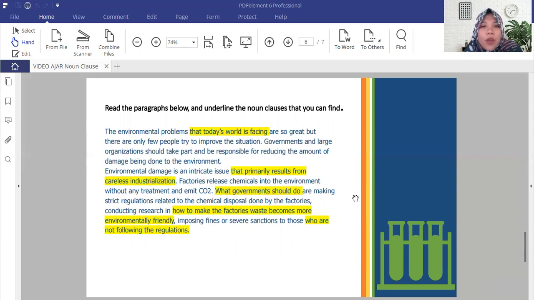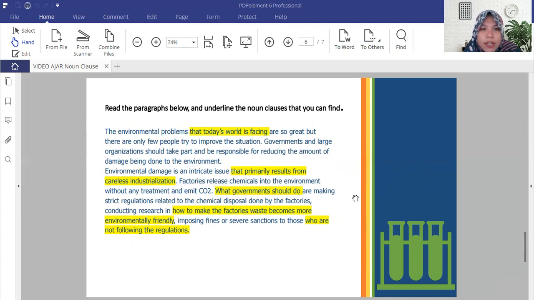After that, going deeper into the sentence itself, you can identify that, oh, this belongs to the subject, this is kind of subject complement, because this gives you more explanation about the subject. And then you can find a verb after the words "that today's world is facing". So this is a noun clause. This is identified as a noun clause.